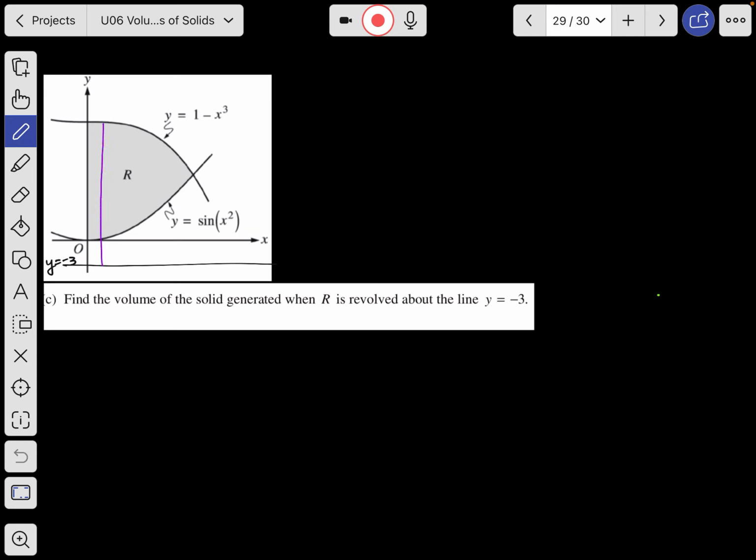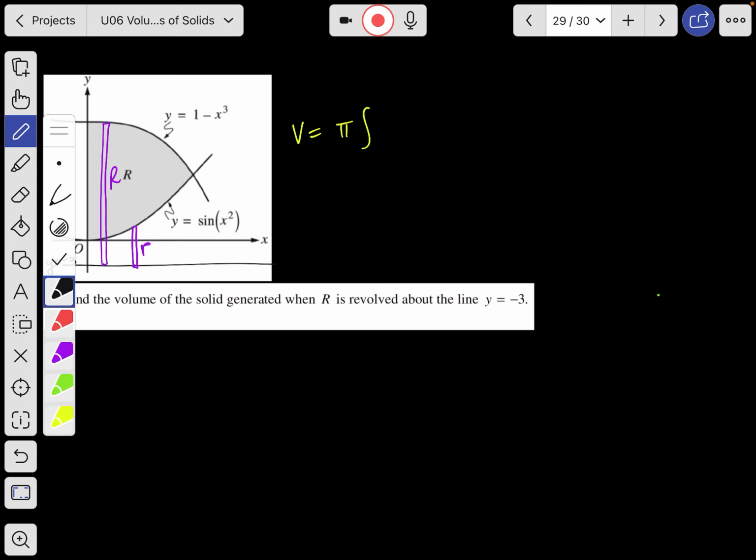And since I'm finding volume, I'm going to have vertical rectangles, and this guy is going to be my larger radius, and this guy is going to be my smaller radius. And my volume is going to be pi times, and I already know the intersection point from those last two problems, which was 0.765, comma 0.552.